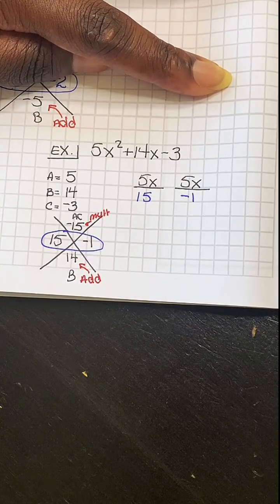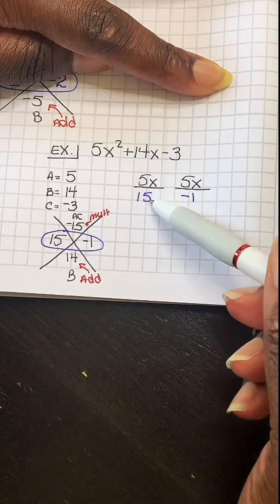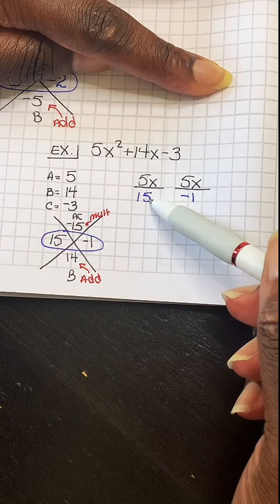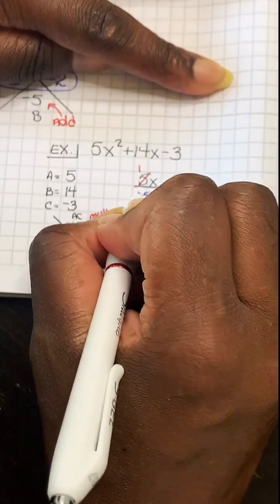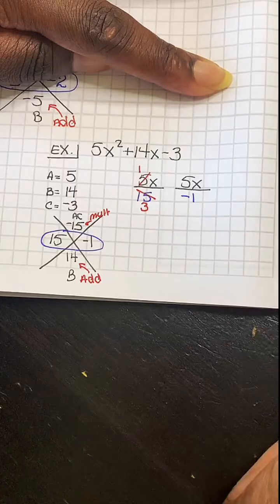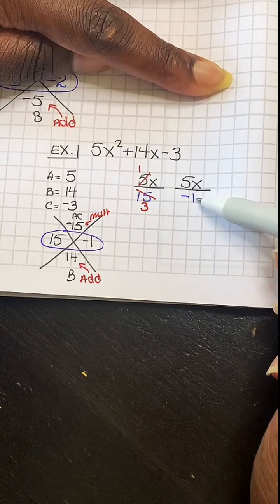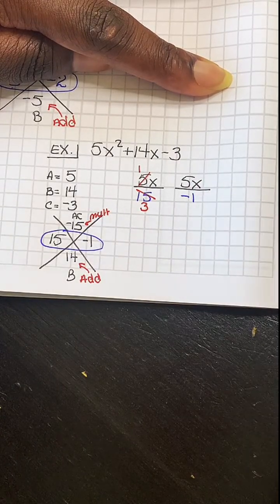So now the two ratios, let's see if we need to reduce them. So 5/15, they both have 5 in common. So divide it. So 5 divided by 5, that gives me 1. 15 divided by 5, that gives me 3. Now my 5 and the -1, they don't have to be reduced because the only thing that 5 and 1 has in common is 1.